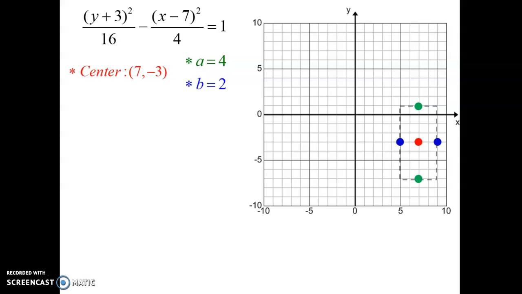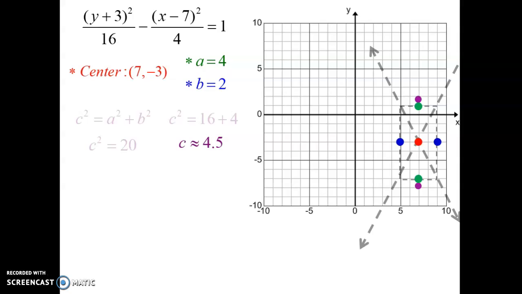Again, please make sure you make it a dotted line and not a solid line because it's not included in your graph. All right. Once your box is constructed, we're going to make our diagonal lines, excuse me, through the corners. All right. And we can start finding our focal points. So for our focal points, the equation is going to be c squared equals a squared plus b squared. Put 16 and 4 in for a squared and b squared. Add them together. Take the square root. You get 4.5. Now this is going to go, since the graph is going up and down, 4.5 up and 4.5 down from the center point of our graph.